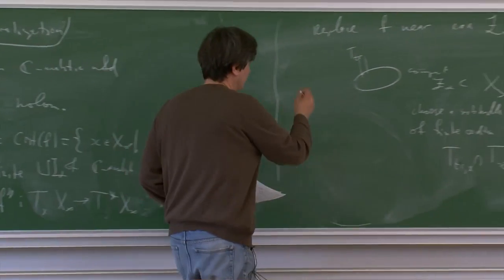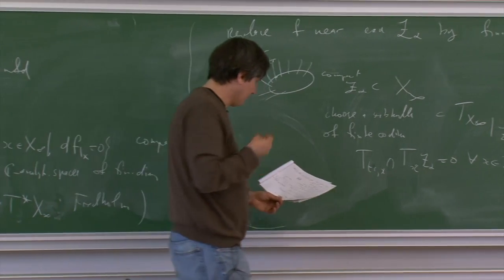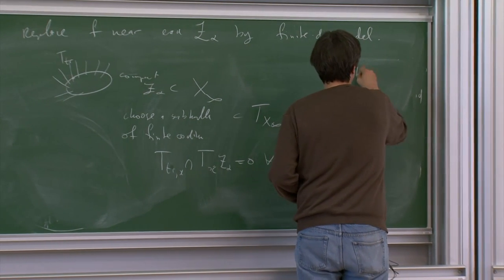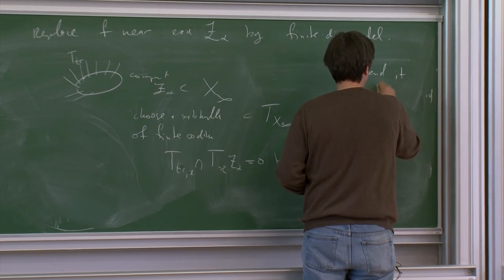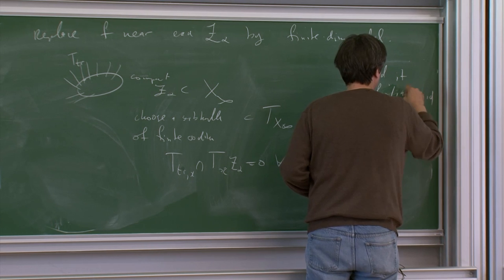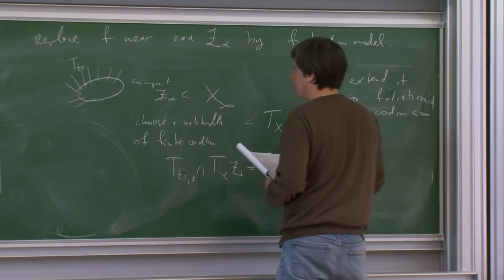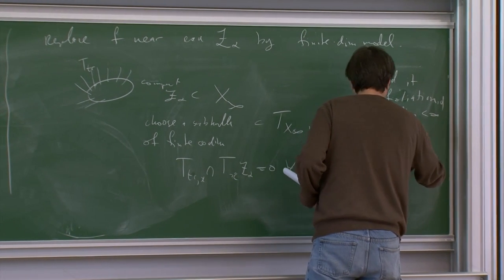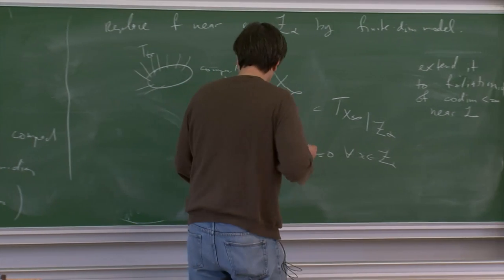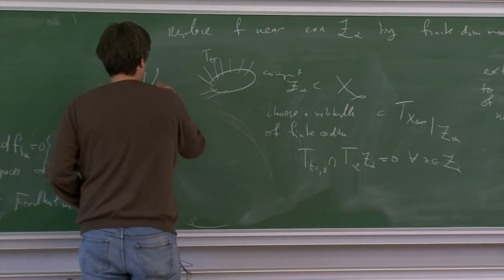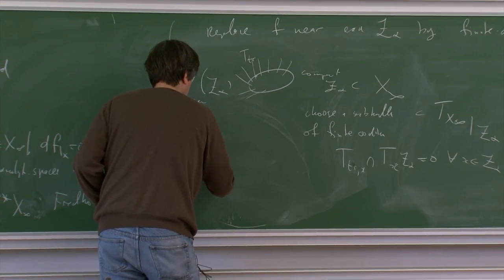So it means that you can extend it to a kind of fibration, to a foliation of finite codimension near L alpha. And one can think it's really a fibration, not a foliation. So you get some neighborhood of the alpha, an open neighborhood. It maps to some finite-dimensional space.